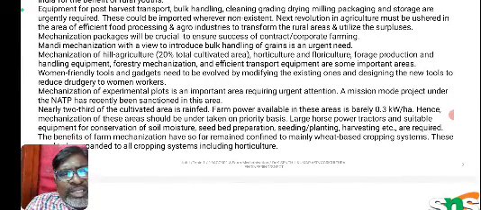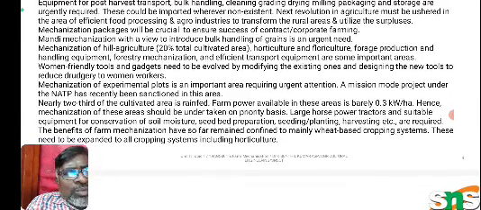Women-friendly tools and gadgets are to be evolved by modifying the existing ones and designing new tools to reduce drudgery to women workers. Mechanization of experimental plots is an important area requiring urgent attention. A mission mode project by the NATP has recently been sanctioned in this area.